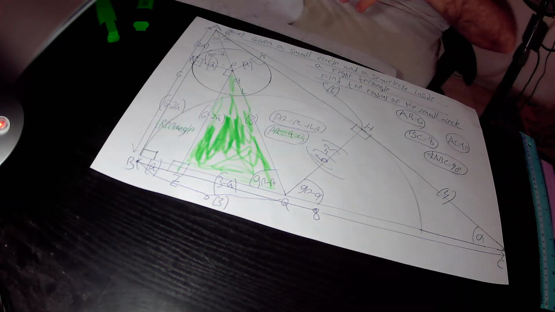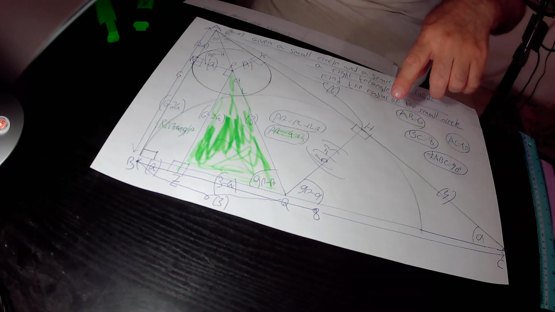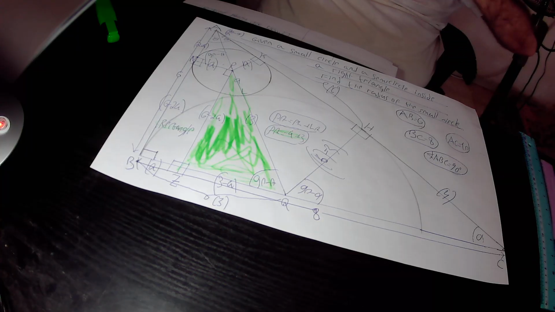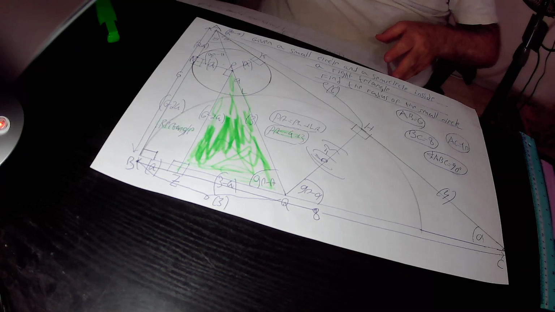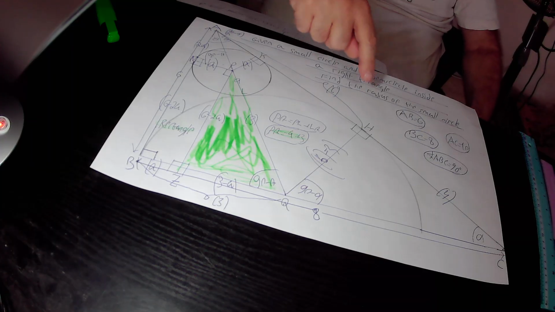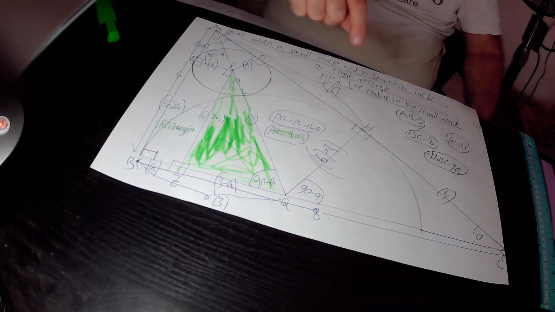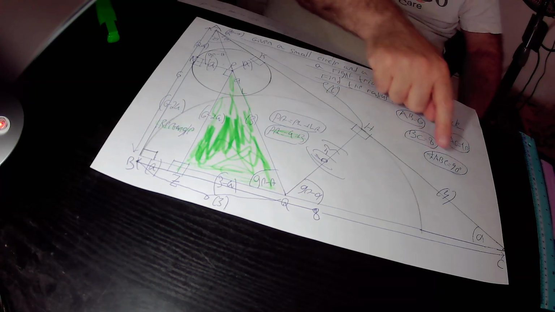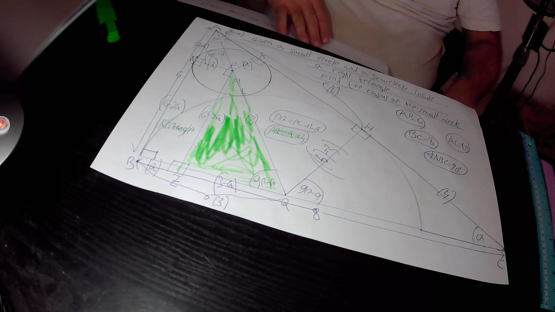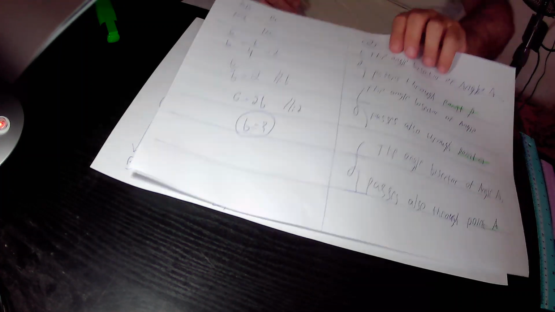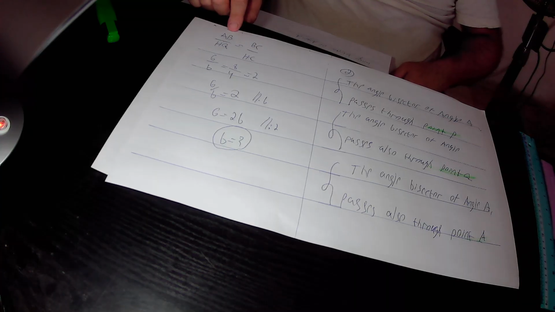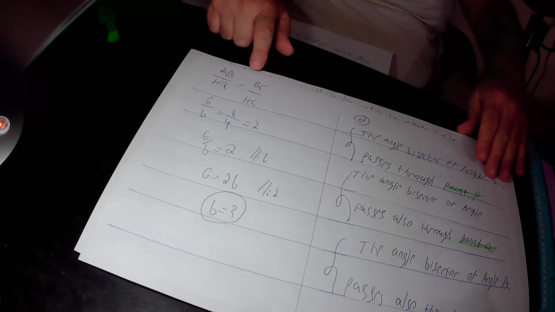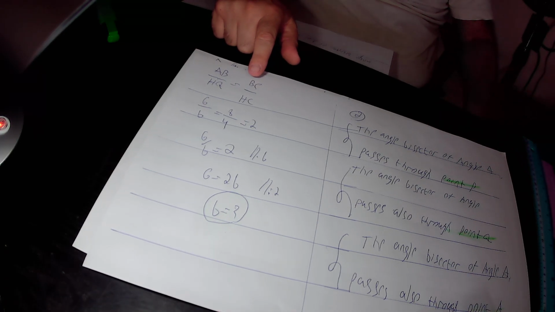And from the fact that the right big triangle ABC is similar to the right small triangle HQC, we will derive that the following relationship exists between their sides. We will derive that side AB in the right triangle ABC over side HQ in the small right triangle HQC equals side BC in the big right triangle ABC over side HC in the small right triangle HCQ.